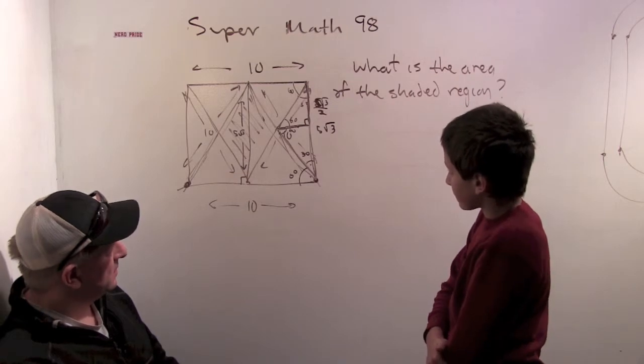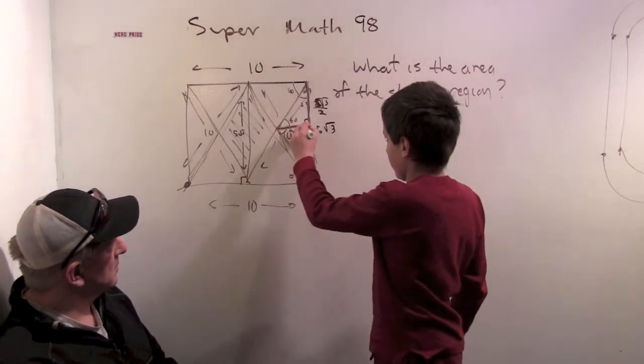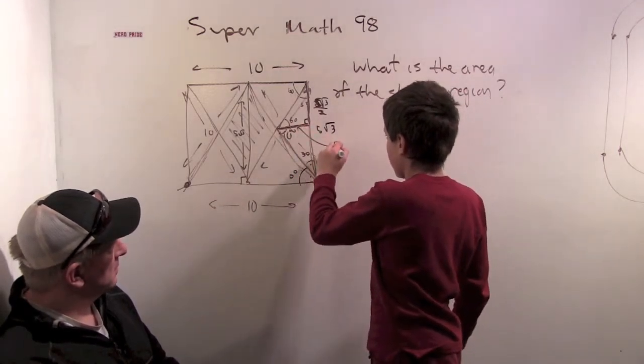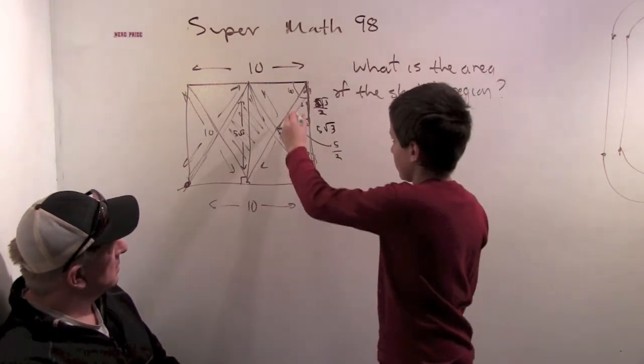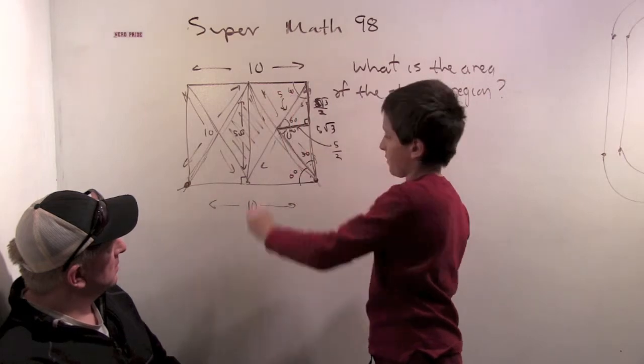So this side here, this is 5 halves. Okay. And then this is 5. Alright.